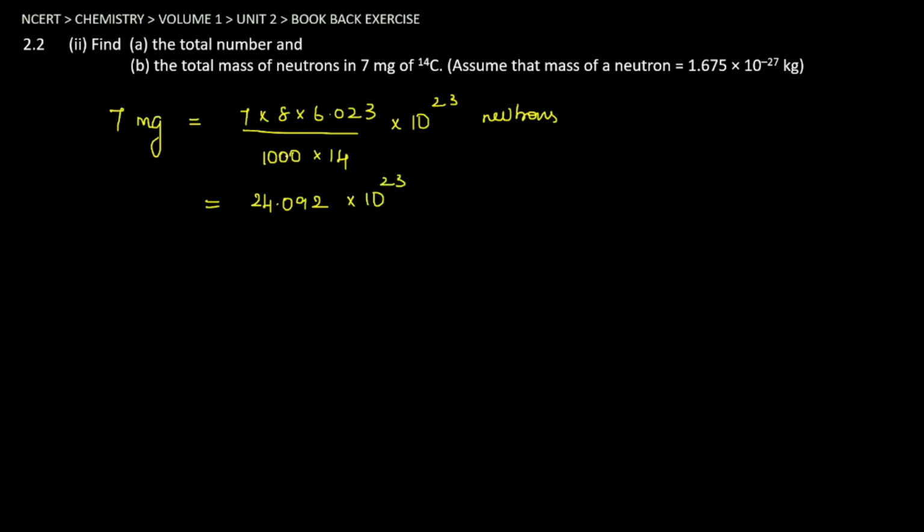So we'll get 24.092 into 10 power 23 minus 3, which is equal to 24.092 into 10 power 20. So this is the answer. This many neutrons are present in 7 milligrams of 14C.